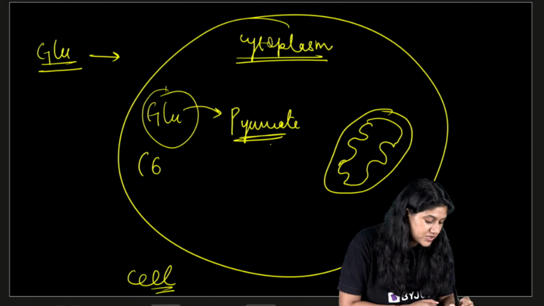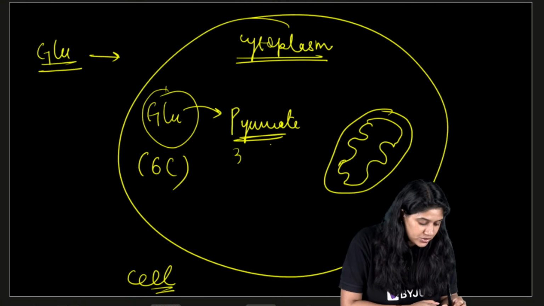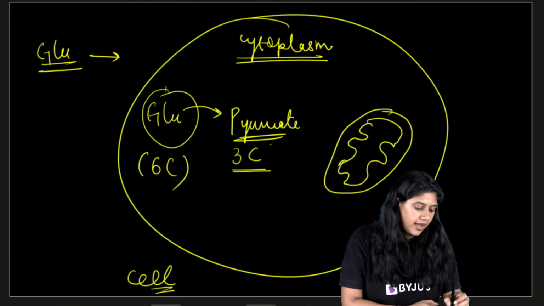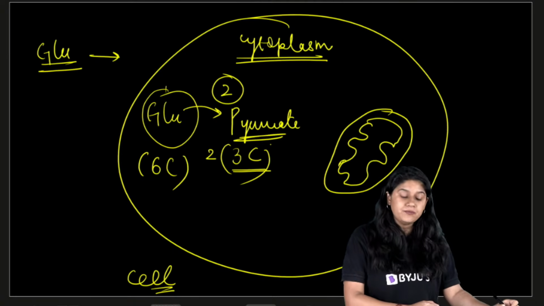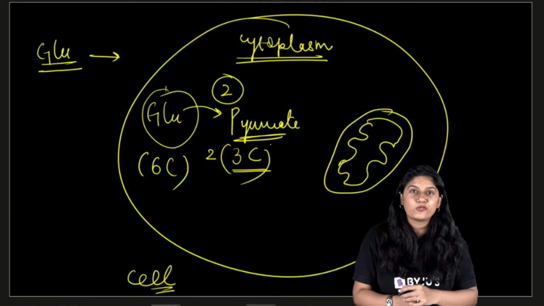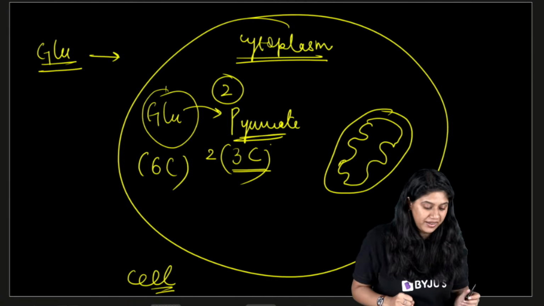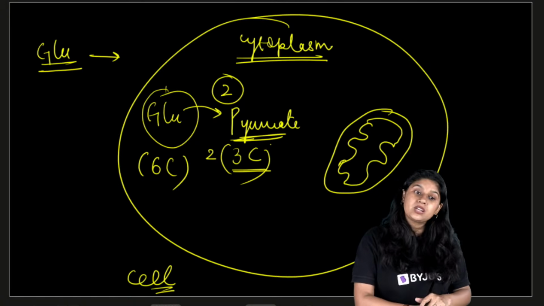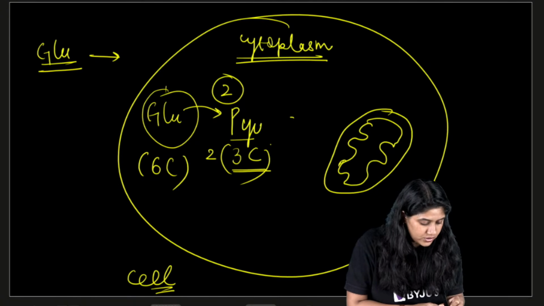Now this glucose was a 6 carbon molecule. In the cytoplasm we will have pyruvate, which is a 3 carbon molecule. And how many molecules of pyruvate will be there? 2. So everyone, are we clear? We have a 6 carbon molecule of glucose. It is broken down to 2 molecules of pyruvate, which has 3 carbon, 3 carbon. Clear, everyone? I'm just writing over here for short, pyruvate.